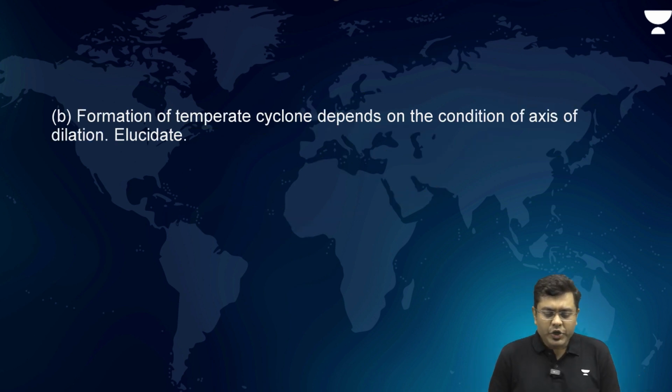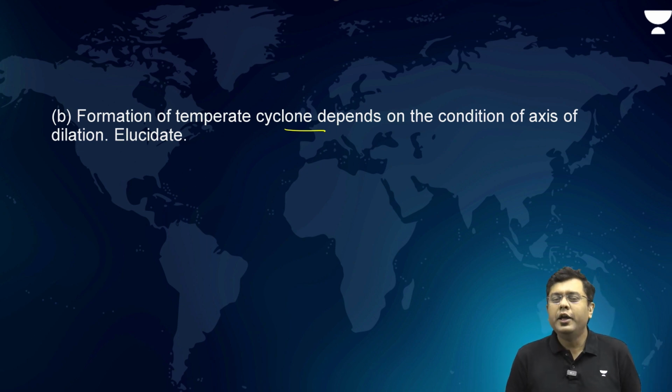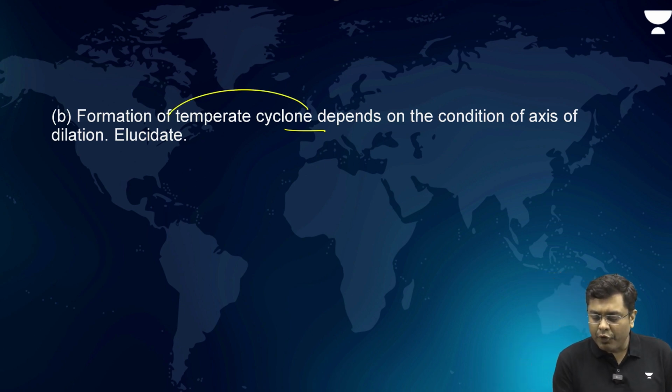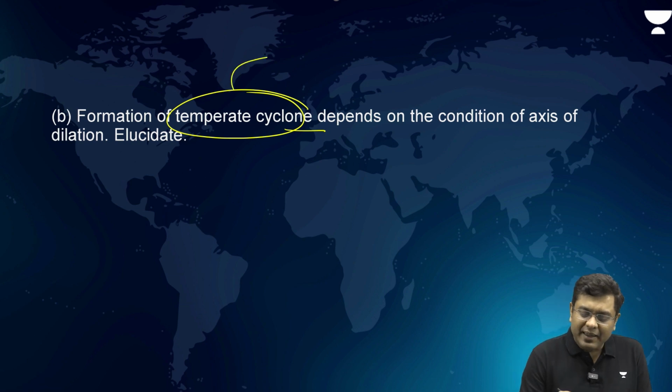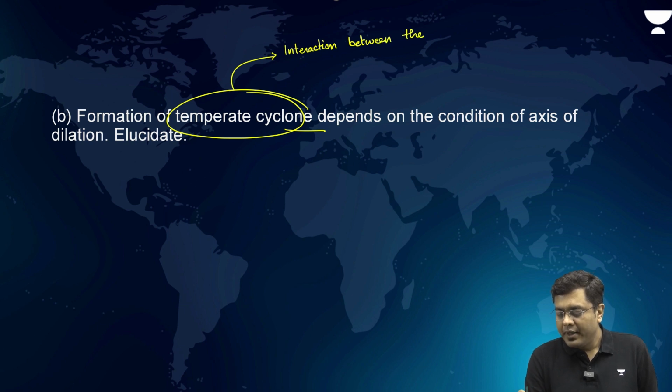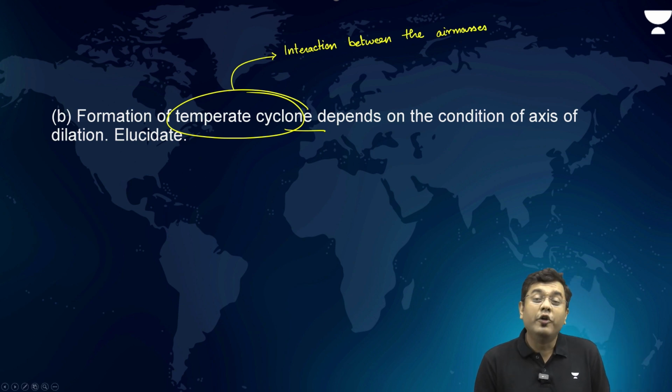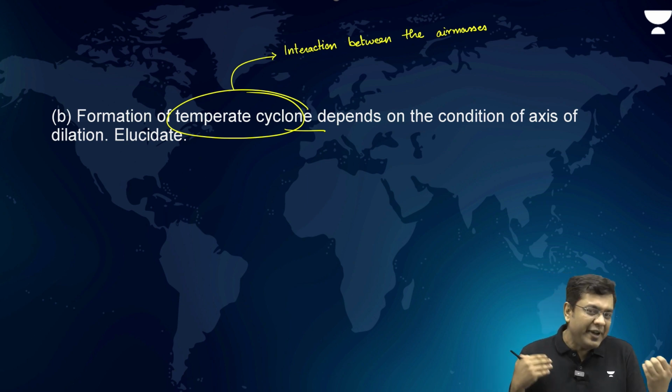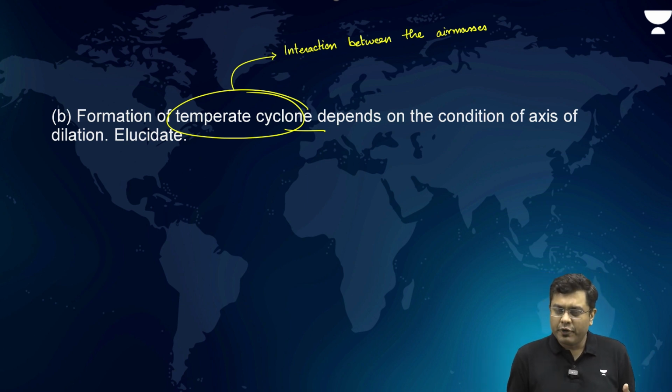Now, formation of temperate cyclone depends on the condition of axis of dilation. Elucidate. Now, here, when we talk about temperate cyclone, or the cyclogenesis in temperate areas, why do we have the formation of temperate cyclones? That is largely due to the interaction of the air masses, isn't it? You have interaction between the air masses. Now, air masses of different characteristics of temperature, of moisture content, of density, when they interact, that is when you will have the formation of a temperate cyclone.